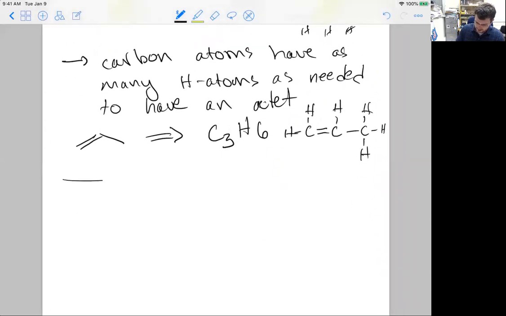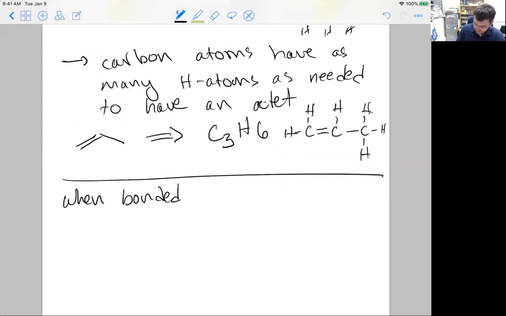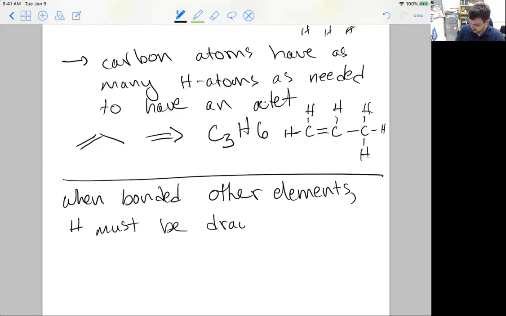Now, what about other elements? When bonded to other elements, that is to say, other than carbon, H must be drawn explicitly.